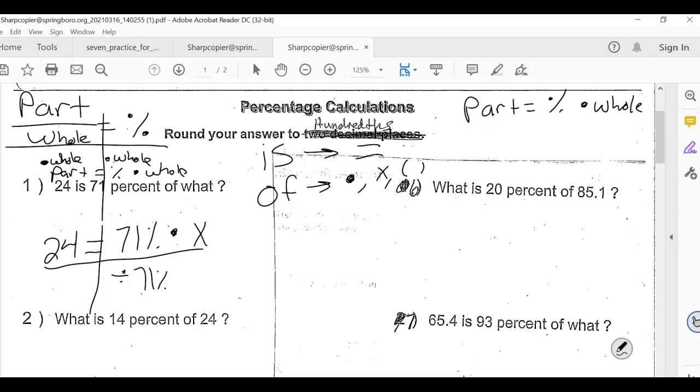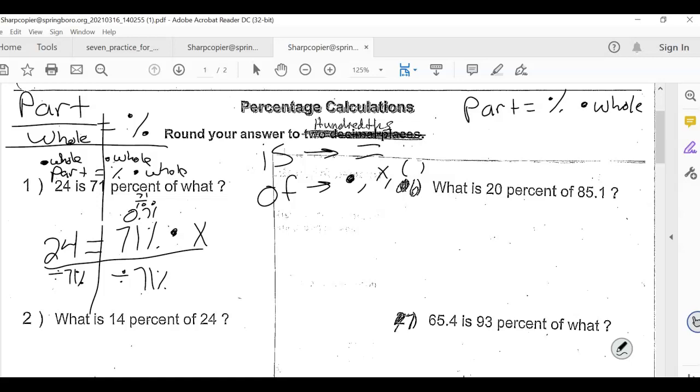Whatever I do to one side, I must do to the other. And make sure you have the percent symbol. If you do not want to use 71%, there's two other things you could use. What would it be? Brogan. Good, you could use 0.71, or you could use 71 over 100. All three of those are equivalent to each other.